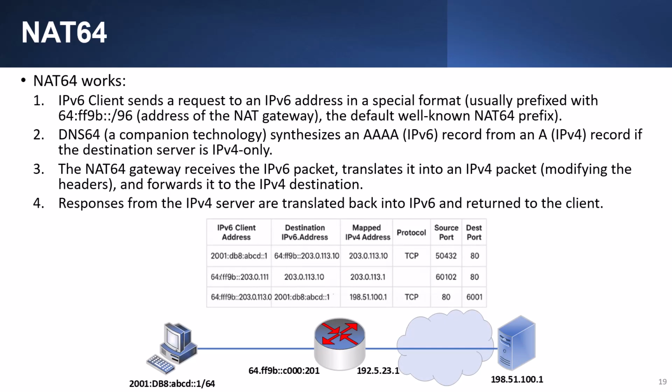NAT64 works by starting with the IPv6 client, which sends a request to an IPv6 address in a special format that's usually prefixed with the address of the NAT gateway, the default well-known NAT64 prefix. DNS64 is a companion technology that synthesizes a quad A IPv6 record from an IPv4 A record. The destination server is IPv4 only. The NAT64 gateway receives the IPv6 packet, translates it into an IPv4 packet, modifying the headers, and forwards it to the IPv4 destination. Responses from the IPv4 server are translated back into IPv6 and returned to the client.